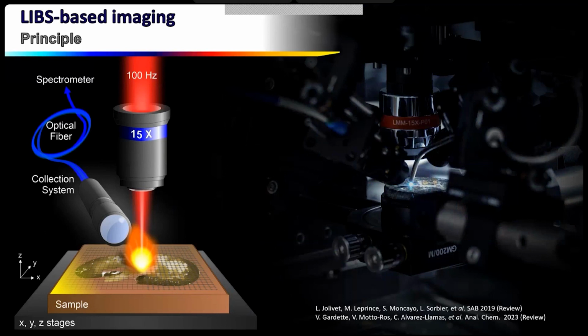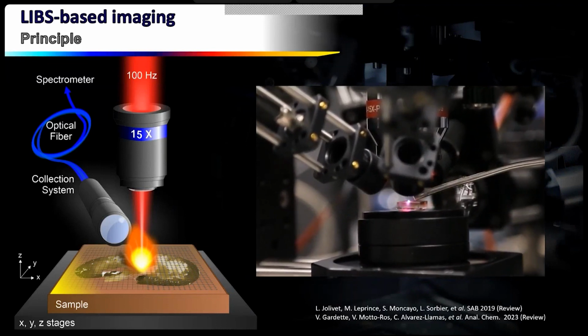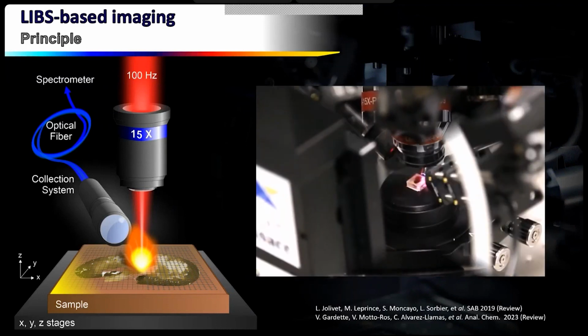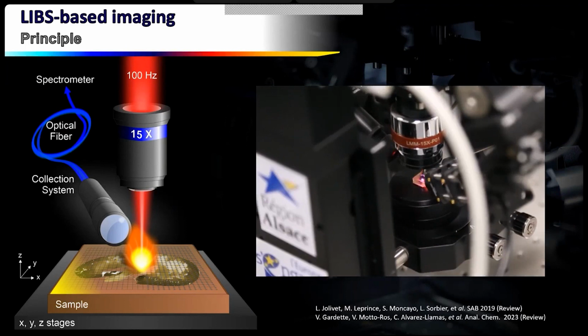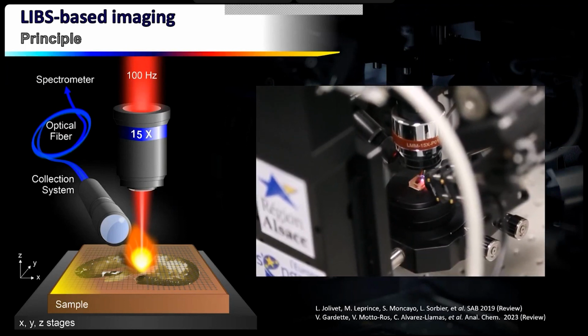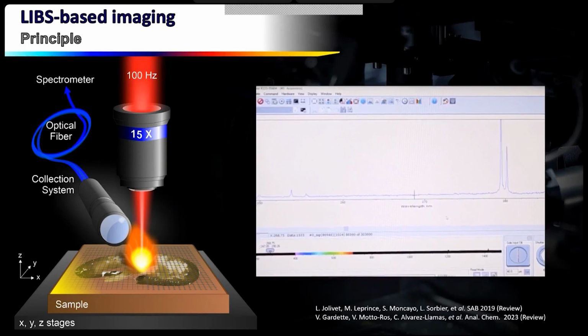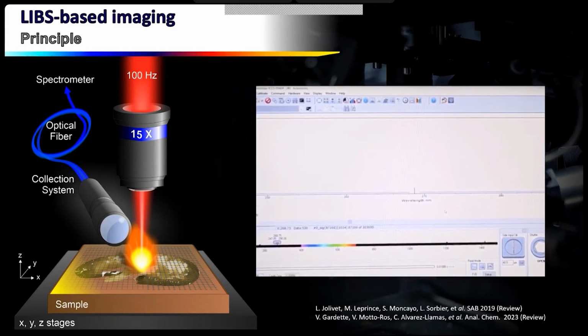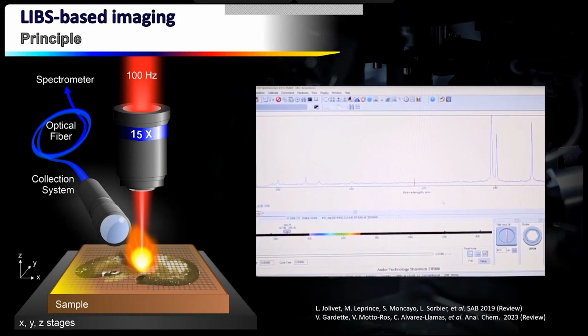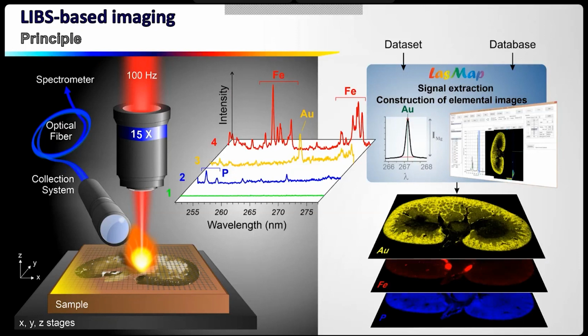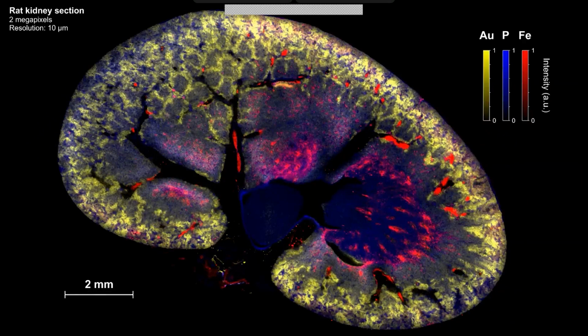So there is a video. You can see the scan. The laser is firing at 100 Hz, so you cannot see the flash, but I assure you that each plasma has a duration of only a few microseconds. We cannot see very well, but for each plasma, we record the spectrum. And from all the spectra, we observe the emission lines, extract their intensity, and then pixel by pixel, we build elemental images. And this is what we can get at the end.